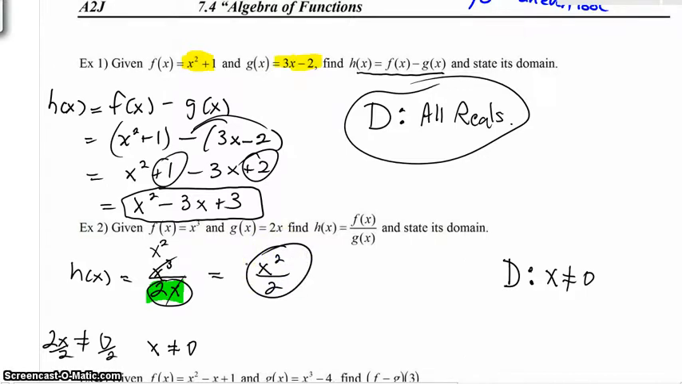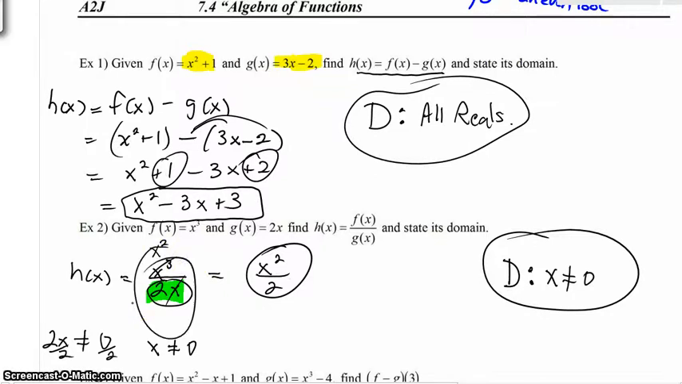I want to point out too that even though we did reduce, the reduced form is not where you should be looking for your restrictions. If we were just looking right now at my circled answer of x squared over 2, you'd never know that 0 isn't allowed to be plugged in. And the reality is you cannot.